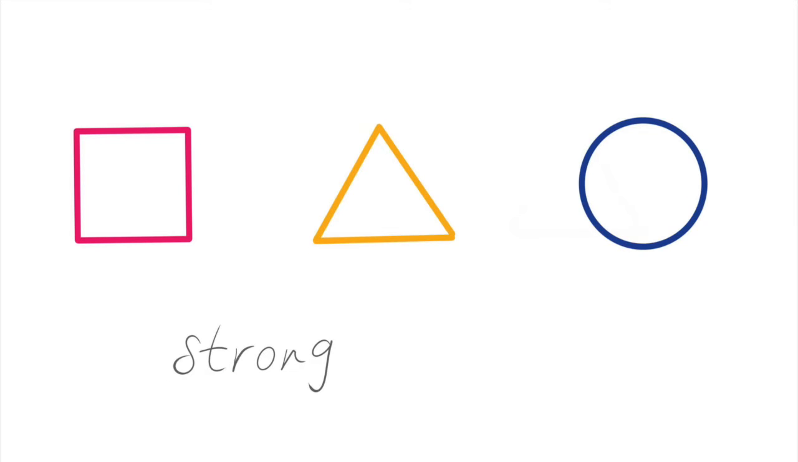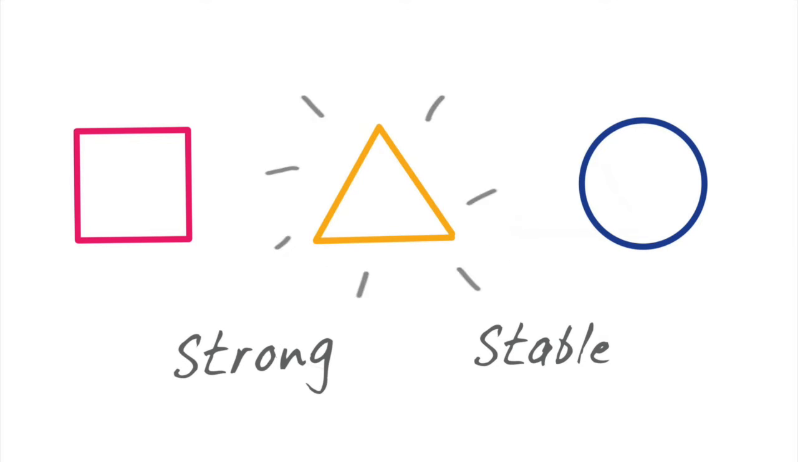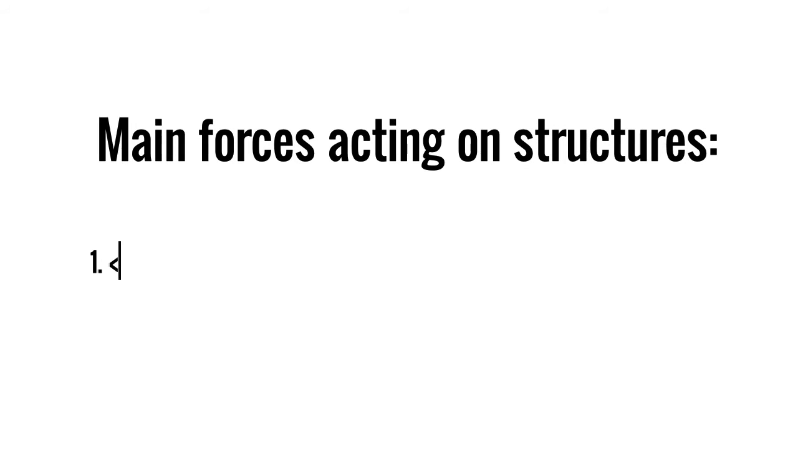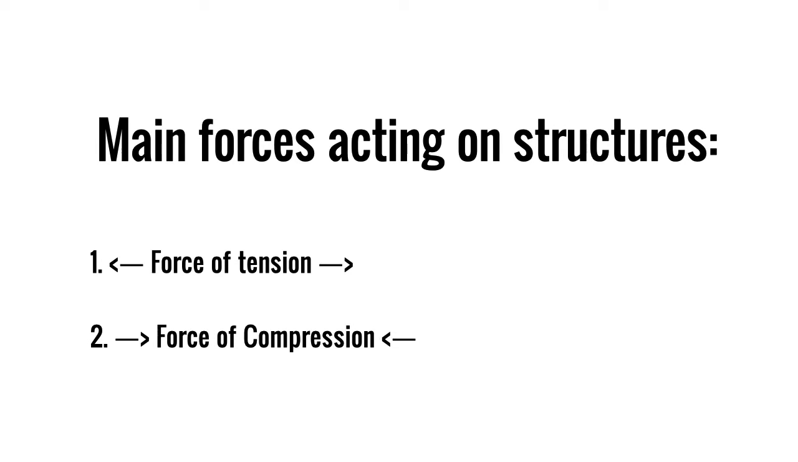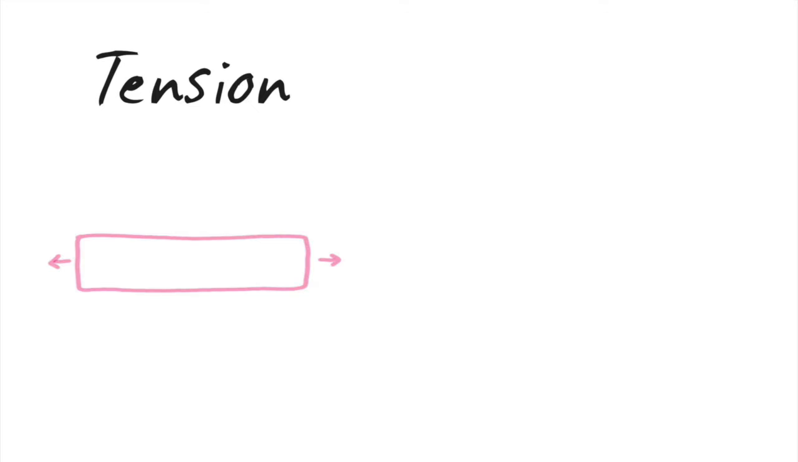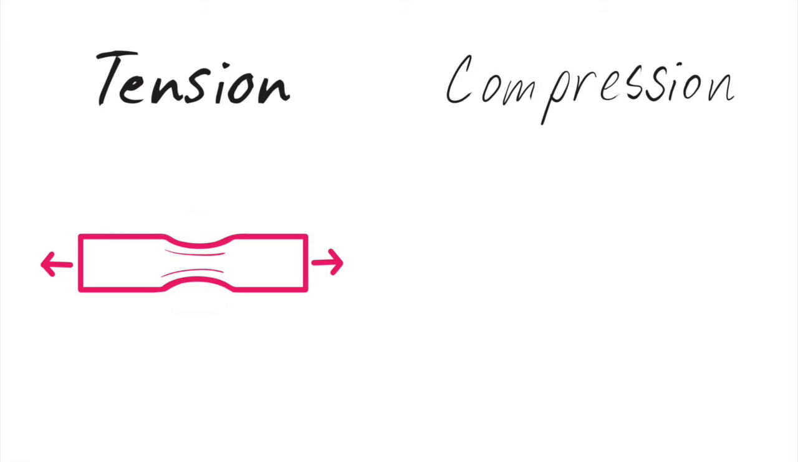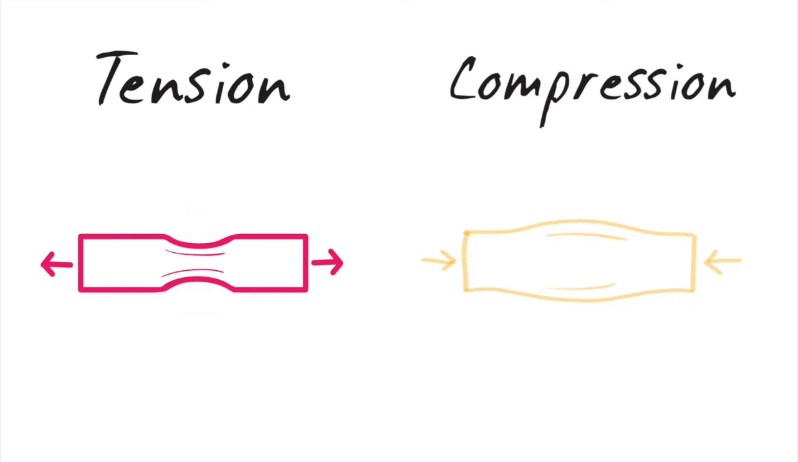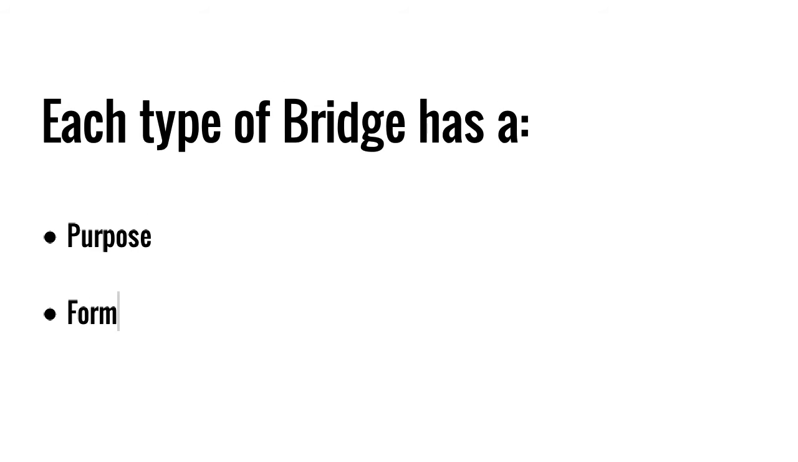Shapes play an important role in building structures. The shapes used will determine how strong and stable your structure will be. Engineers learned long ago that when they need a light, strong, and rigid structure, nothing beats a triangle. The two main forces that act on structures are the force of tension and the force of compression. Tension is a force that tries to pull apart a material, kind of like stretching something, whereas compression is a force that tries to push the material together, like you're squishing it. There are many different types of bridges, and each one serves a purpose and has a specific form.